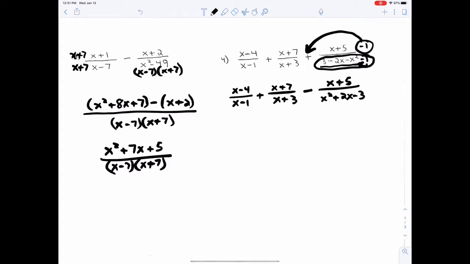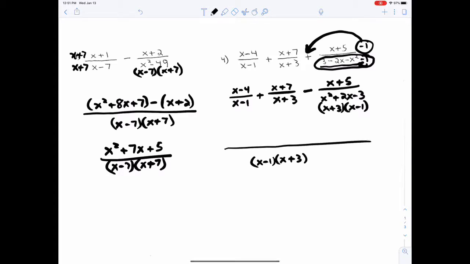And now we'll factor the denominators. So this would be x plus 3 times x minus 1. Okay, so what's our common denominator? I see an x minus 1. I see an x plus 3. And that's all.